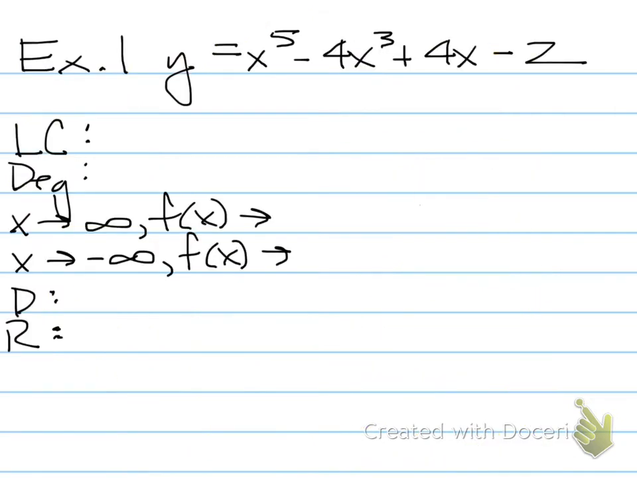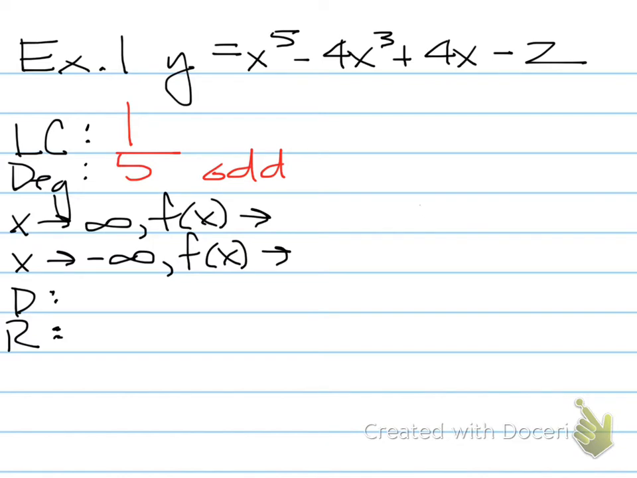All right, so for this first example, we've got the following polynomial. The lead coefficient is 1. The degree is 5. It's the highest degree for the monomials. As x approaches positive infinity, f of x is going to... now, 5 is odd, so this is going to be an odd function. All right, so the end behaviors are going to mirror that cubic function.